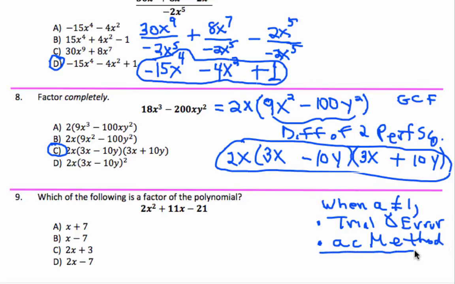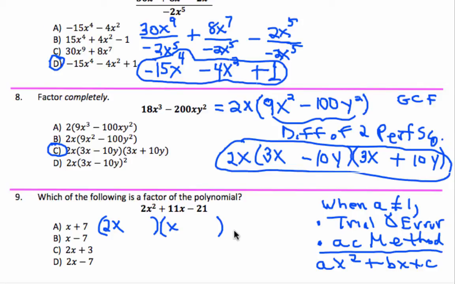Now, when I say a not equal to 1, the general form of the quadratic trinomial is ax squared plus bx plus c. So let's do the trial and error method here. What we do is we know we're going to have two binomials. So we start with 2x and x, since when multiplied together, that gives us the 2x squared.